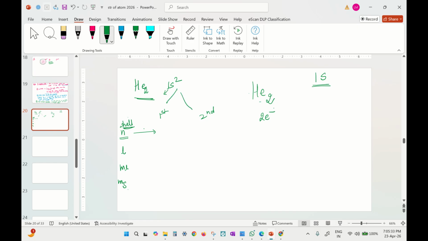Both are 1. L value, how would you see? L is 0, 1, 2, and 3: S, P, D, F. What is the L value for both? 0. What is the magnetic quantum number, Vishak? 1?